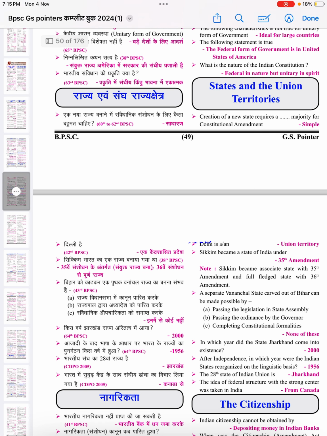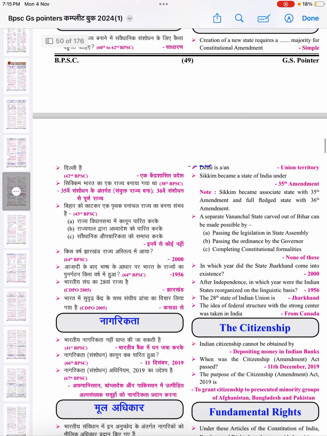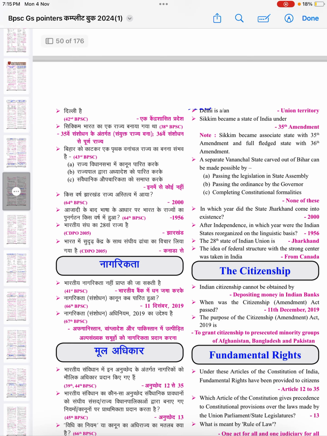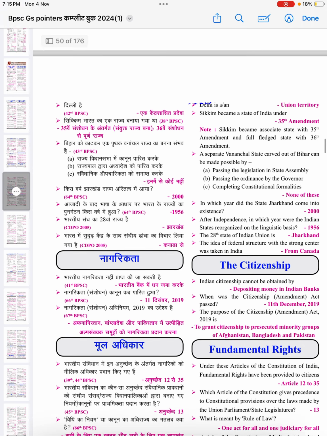Creation of a new state requires a simple majority for constitutional amendment. Delhi is a union territory. Sikkim became a state of India under the 35th Amendment. Note, Sikkim became an associate state with the 35th Amendment and a full-fledged state with the 36th Amendment.